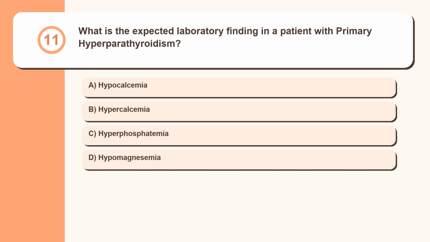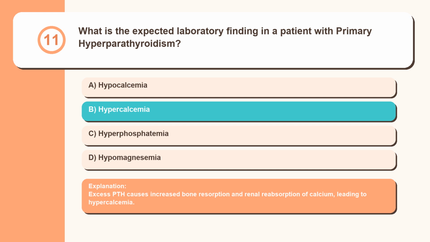Question 11. What is the expected laboratory finding in a patient with primary hyperparathyroidism? Hypocalcemia, hypercalcemia, hyperphosphatemia, hypomagnesemia. Excess PTH causes increased bone resorption and renal reabsorption of calcium, leading to hypercalcemia.